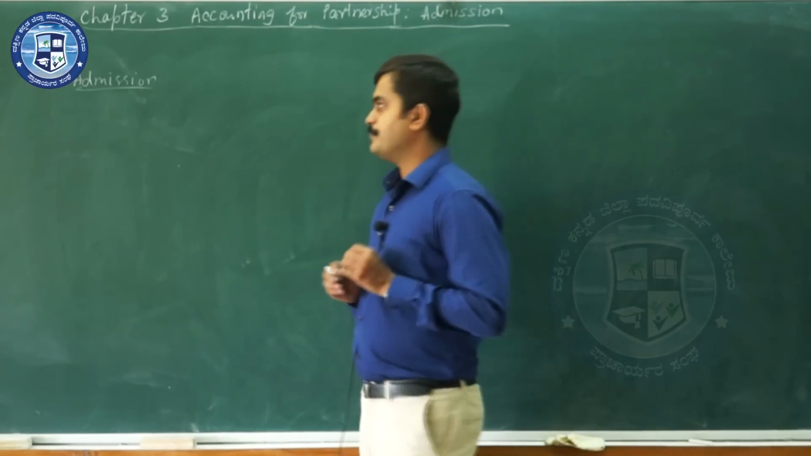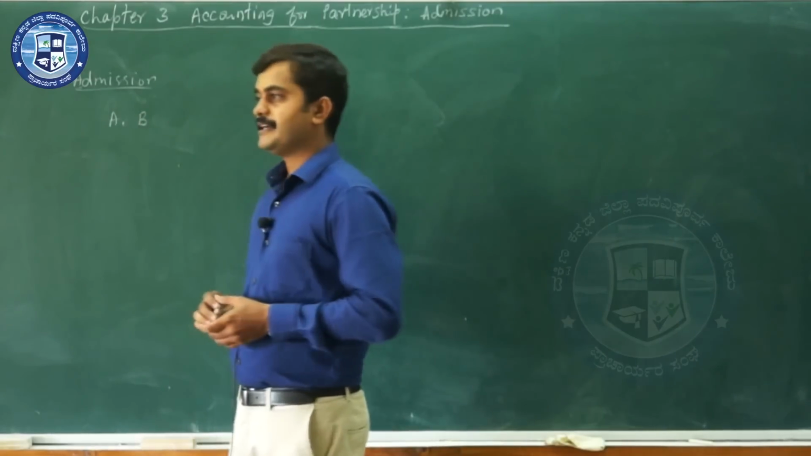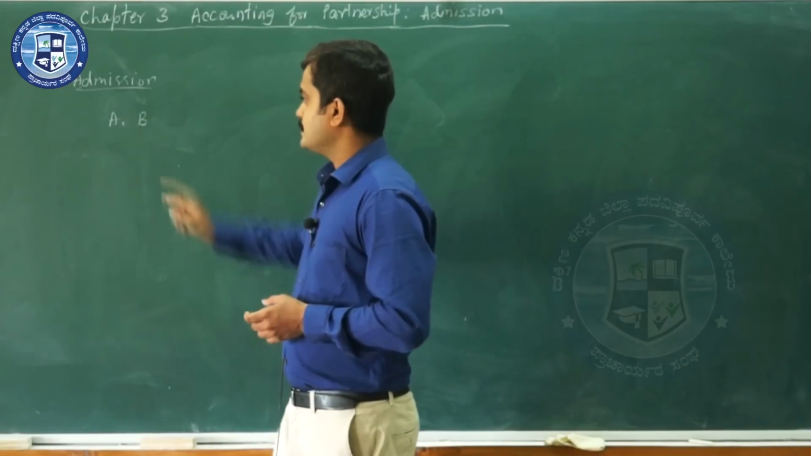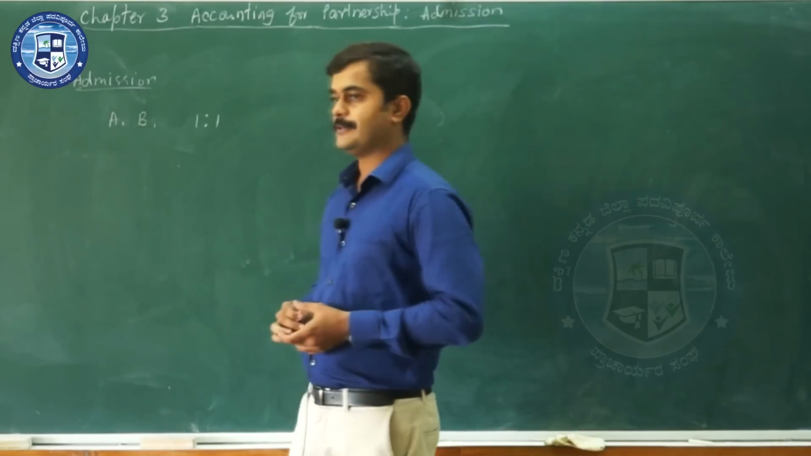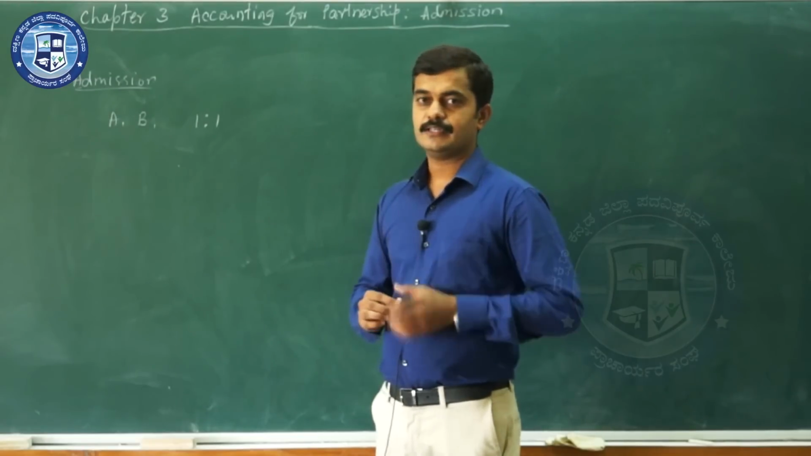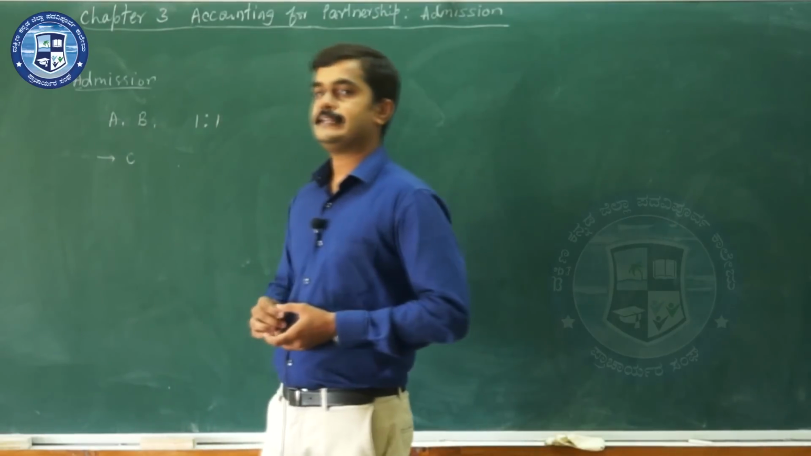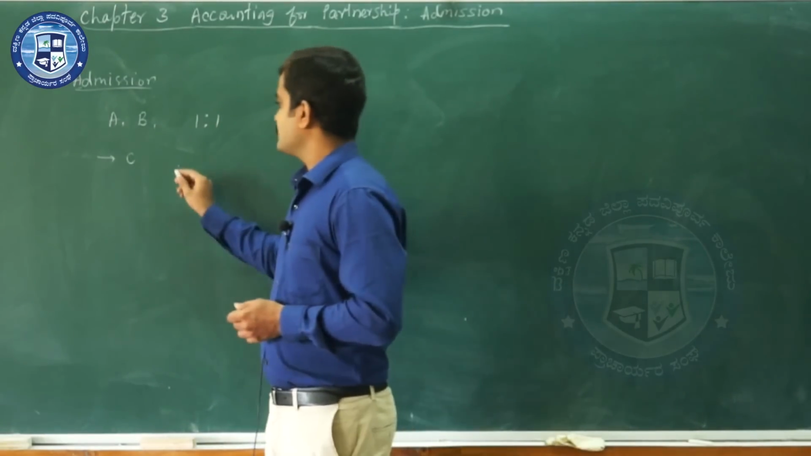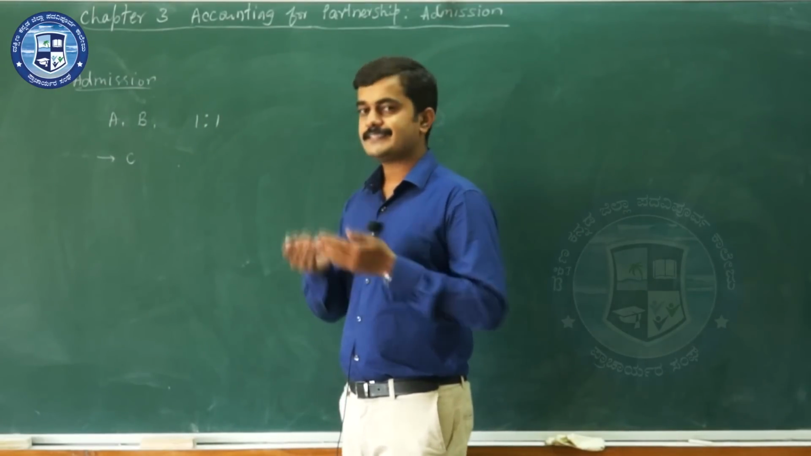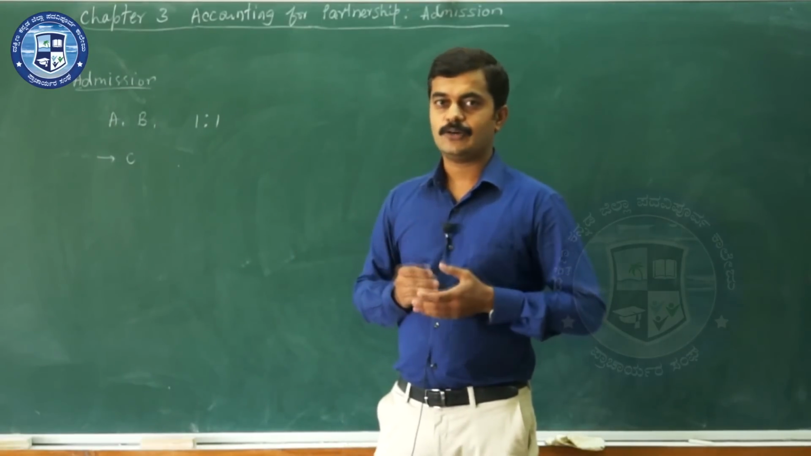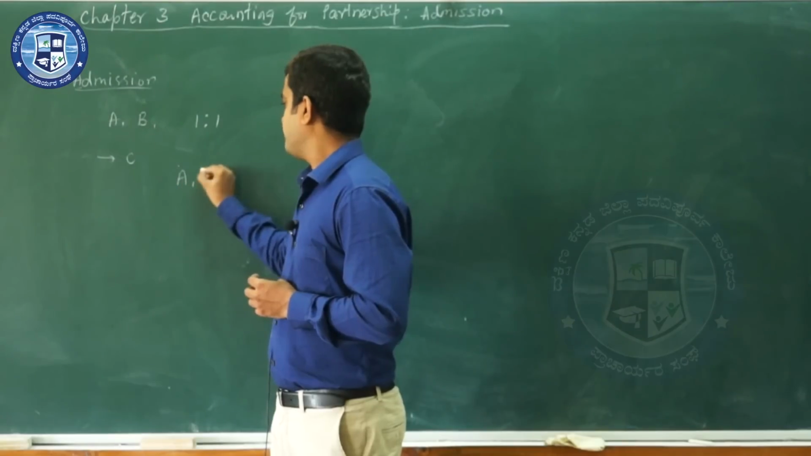Let us take one example regarding admission of a partner. Suppose there are two partners in a partnership firm. A and B are those partners. They share profits and losses of the firm equally. That means 1:1 proportion. If they decide to take C as a partner in that firm, now there will be a change in the agreement between A and B. That means after taking C, they have to renew the agreement between all of them. So after admission of C, now there will be three partners, A, B and C.